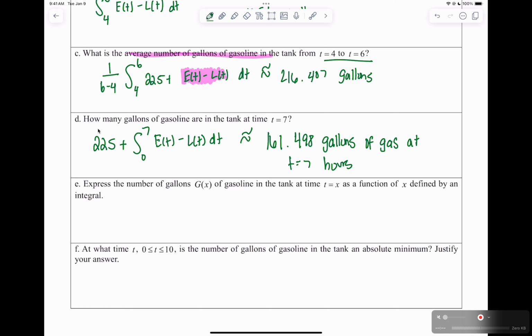E says express the number of gallons g of x of gasoline in the tank at time t is equal to x as a function of x defined by an integral. So we have g of x is equal to 225, because that's my time 0, plus the integral from 0 to x, and then E of t minus L of t.